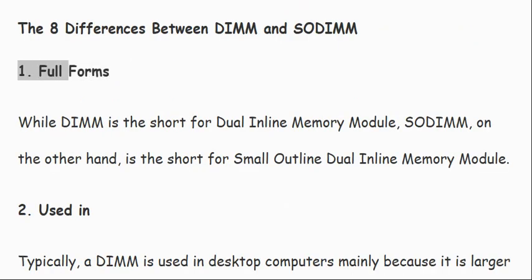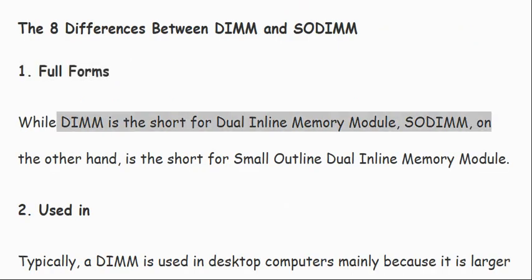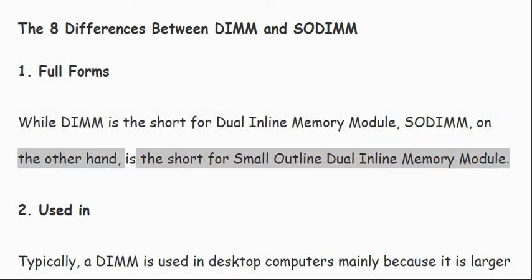1. Full forms. While DIMM is the short for dual inline memory module, SODIMM, on the other hand, is the short for small outline dual inline memory module.